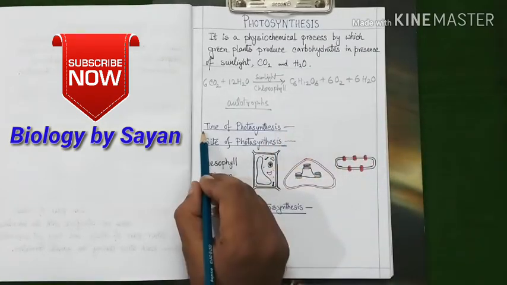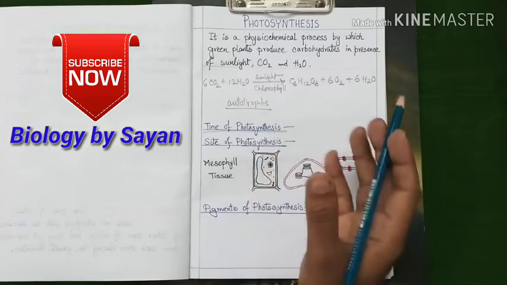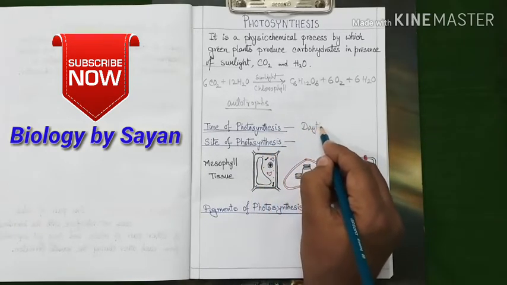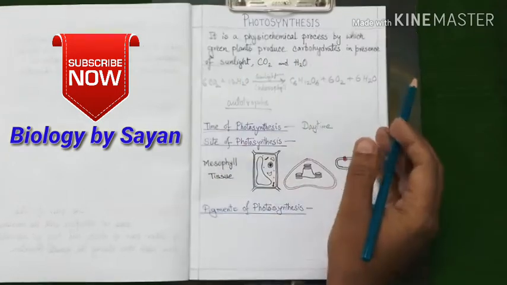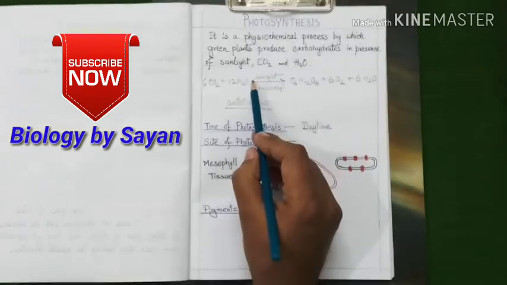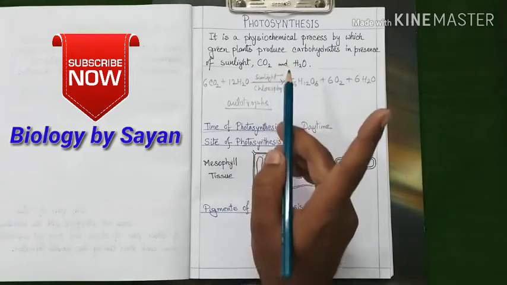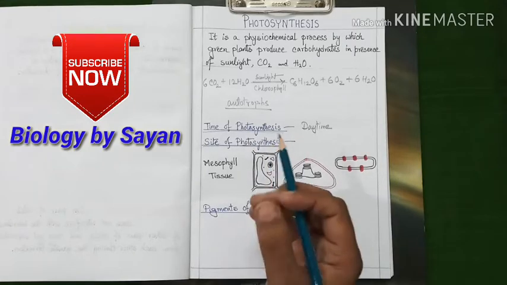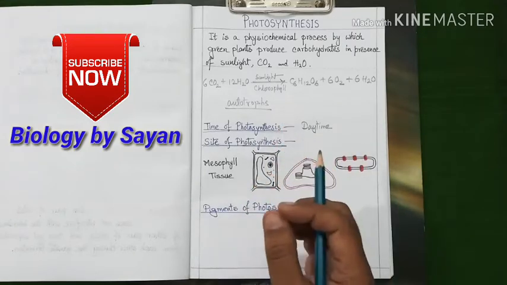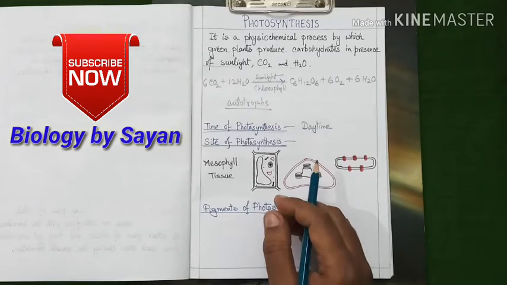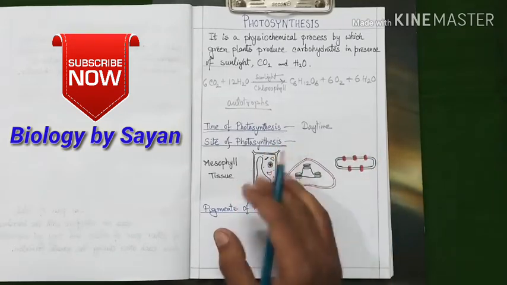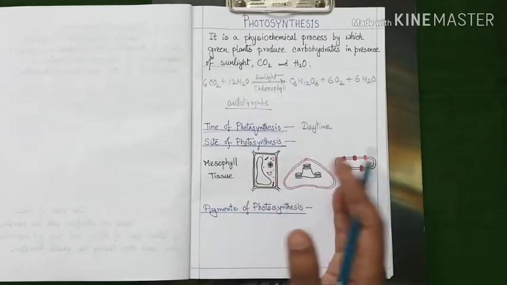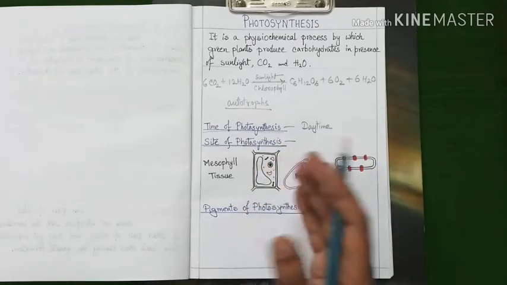Now let's know about the time of photosynthesis, when the chemical reaction of photosynthesis takes place. Generally, photosynthesis takes place in the plant during the daytime because sunlight is a very important factor for photosynthesis. Let's discuss the site of photosynthesis, where the chemical reaction takes place within the plant cells. Generally, the chemical reaction of photosynthesis takes place within the thylakoids of granum discs, which are located within the chloroplast of green mesophyll cells.